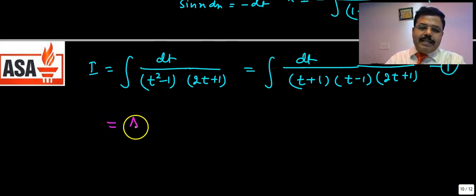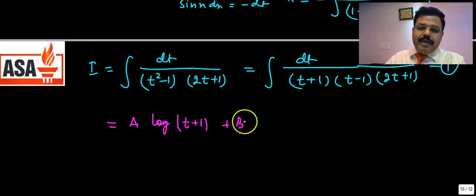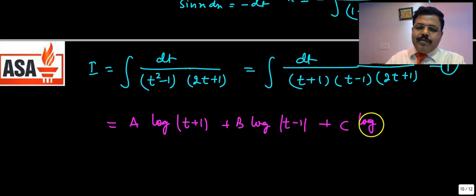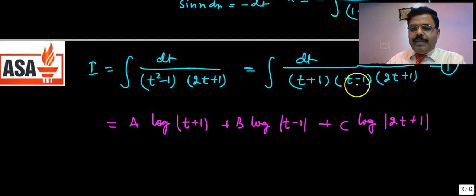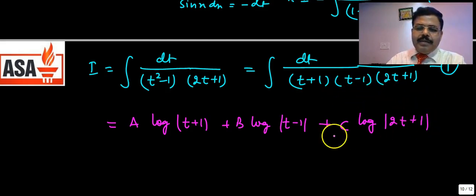How to write the answer directly? We have learned that the answer would be in the form of a log t plus 1 plus b log t minus 1 plus c log 2t plus 1, right? This is what will come. The values of A, B, C will come from there. How can the values of A, B, C be calculated? To calculate the values of A, B, C, t plus 1 is to be put as 0. So if t plus 1 is equal to 0, that is t is equal to minus 1. So minus 1, minus 1, minus 2.